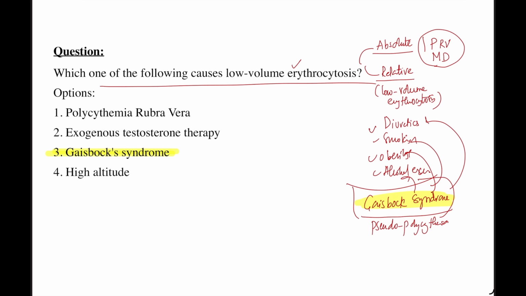It is not polycythemia rubra vera because that is absolute. It is not high altitude. It is absolute. Even excess testosterone therapy will lead to excess production of RBC. These are all absolute erythrocytosis. Gaisböck syndrome is relative erythrocytosis. The count is normal, but relatively there are pseudo or spurious values because of excessive usage of diuretics, smoking, obesity, or alcohol excess. So that is Gaisböck syndrome.